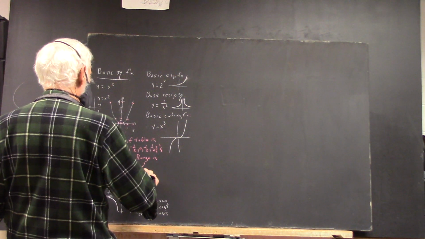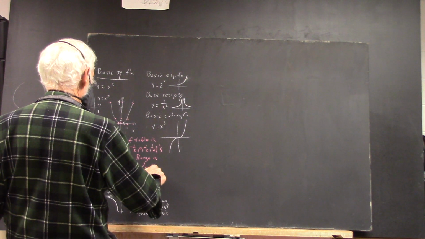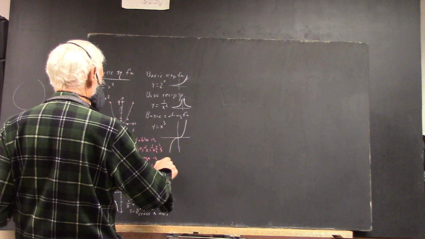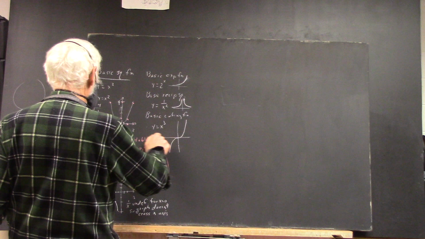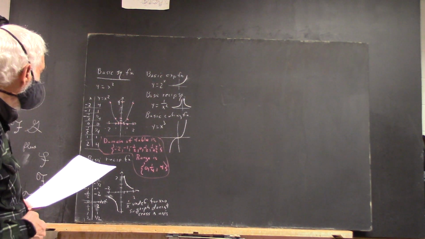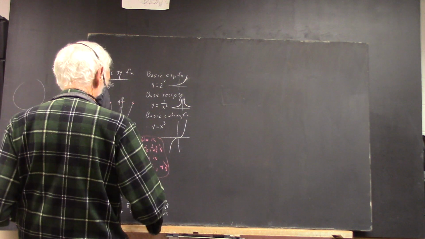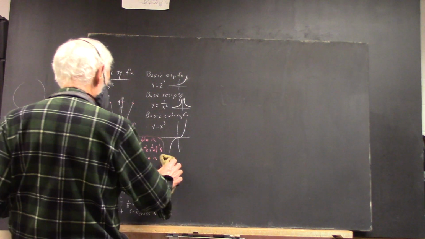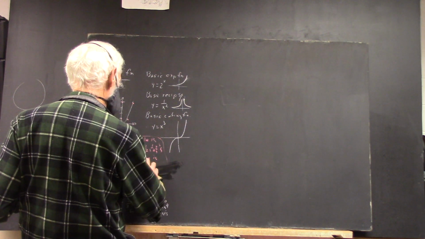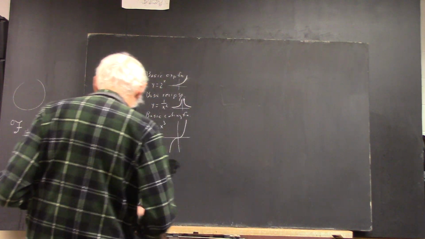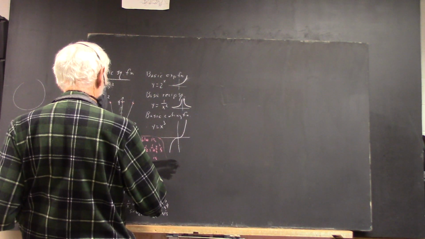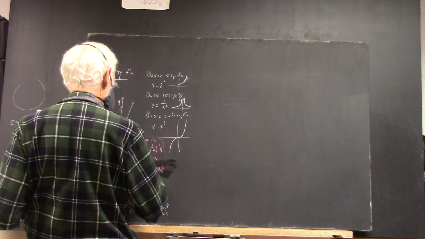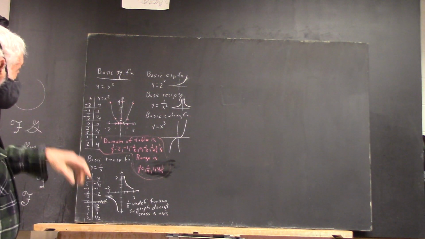So the range is a set 0, 1/4, 4. And 1, okay? I guess I'm going to correct that. Okay. We don't list 4 twice.